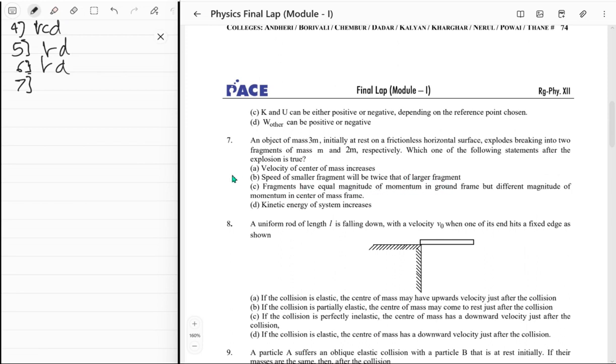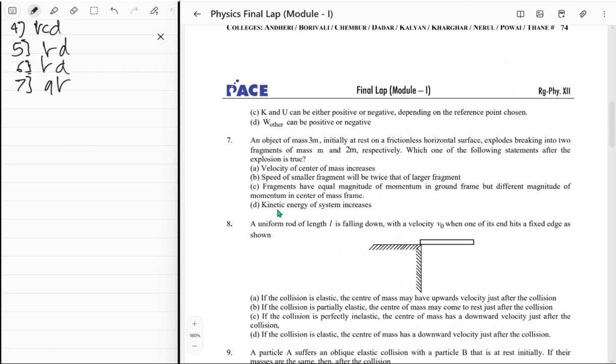Yeah, that's of course correct. So B is right. We want the correct statements. Fragments have equal magnitude of momentum in ground frame, but a different magnitude of momentum in center of mass frame. No. The center of mass is in fact at rest, so that is also the ground frame. So C is wrong.